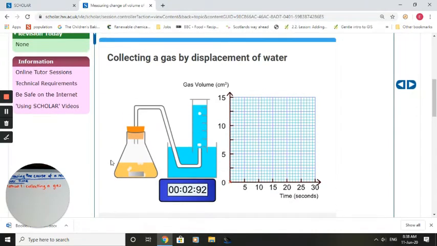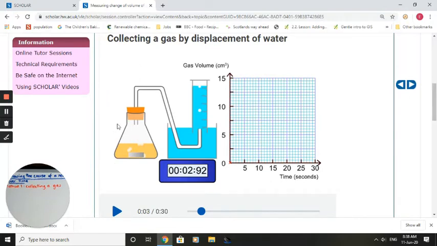So how do we draw this diagram? It's very similar to this, but the main thing that we have to do when we're drawing this diagram is make sure that we don't have any blocks in the delivery tube. So here we've got the delivery tube, and it looks like it's almost blocked by the stopper.